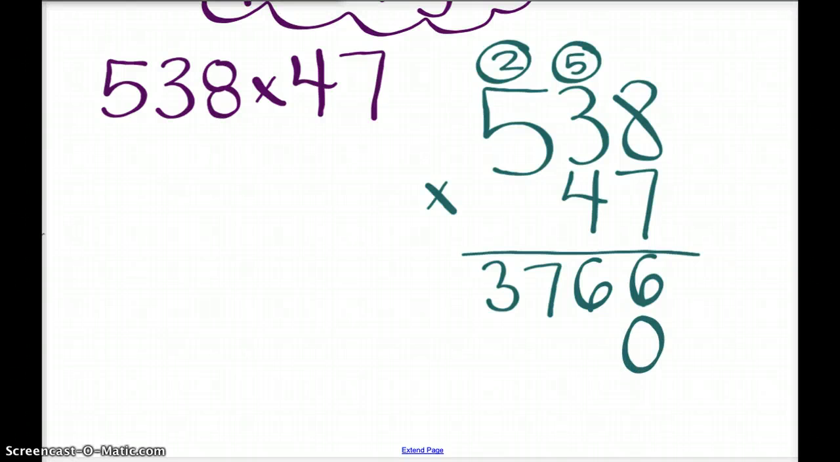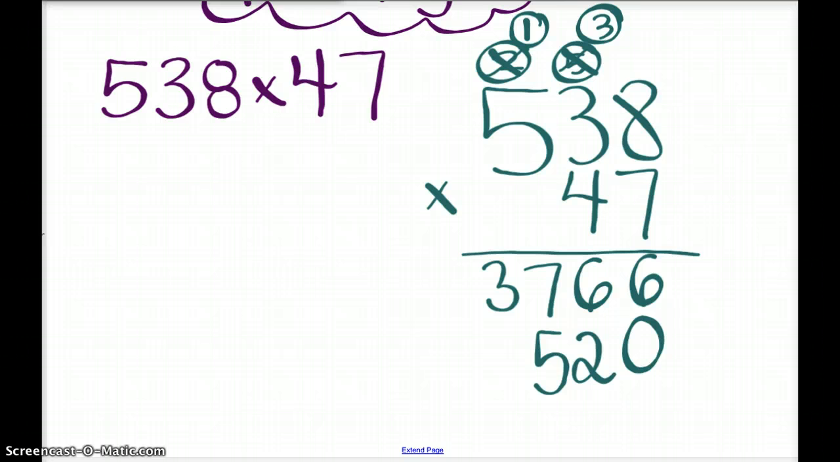A 0. So I'm going to cross these off because I'm done with them. 4 times 8 is 32. Put the 2 down, carry the 3. 4 times 3 is 12, plus 3 is 15. Put the 5 down, carry the 1. And 4 times 5 is 20, plus 1 is 21.